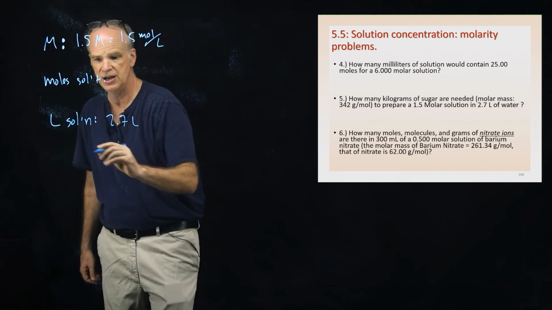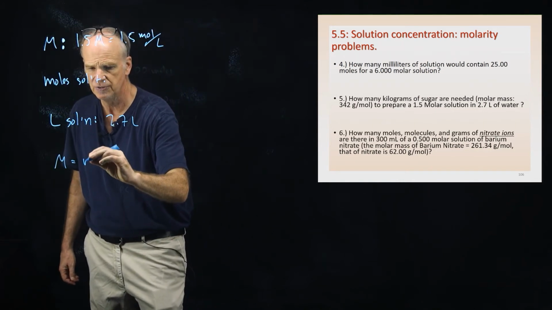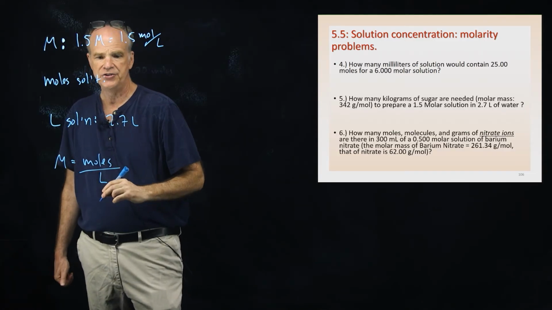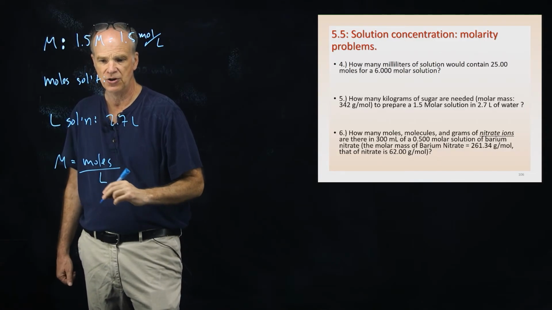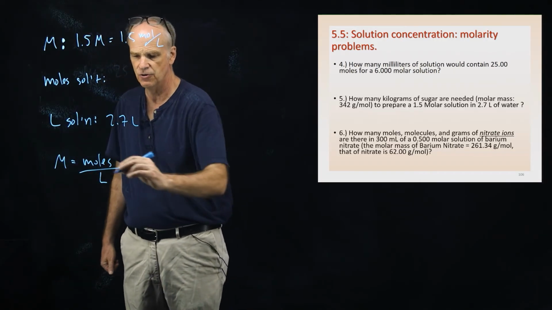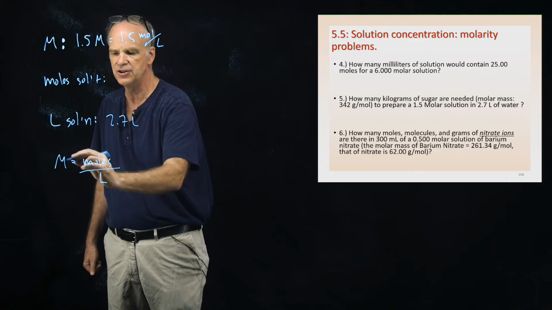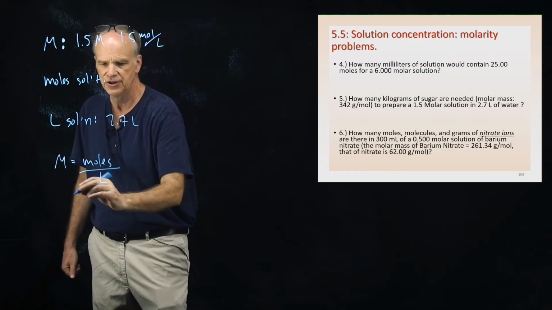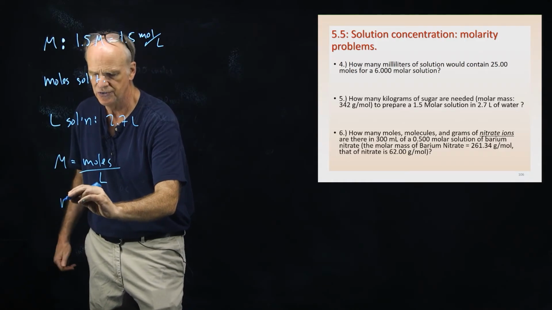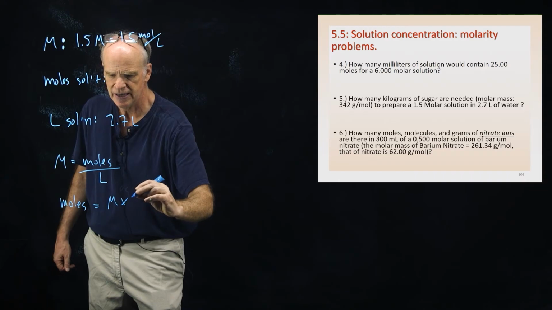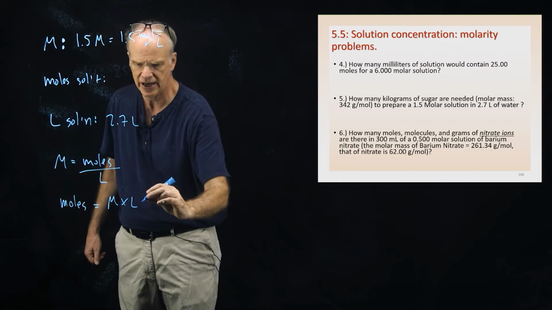So let's set up the equation. So molarity is equal to moles over liter. And so let's just solve this for moles. So we can multiply both sides by liters, or we can move the L to the other side of the equation. It was in the denominator, it'll go in the numerator. That's another way you can do it. So moles is equal to molarity times liters. So let's go ahead and do that.